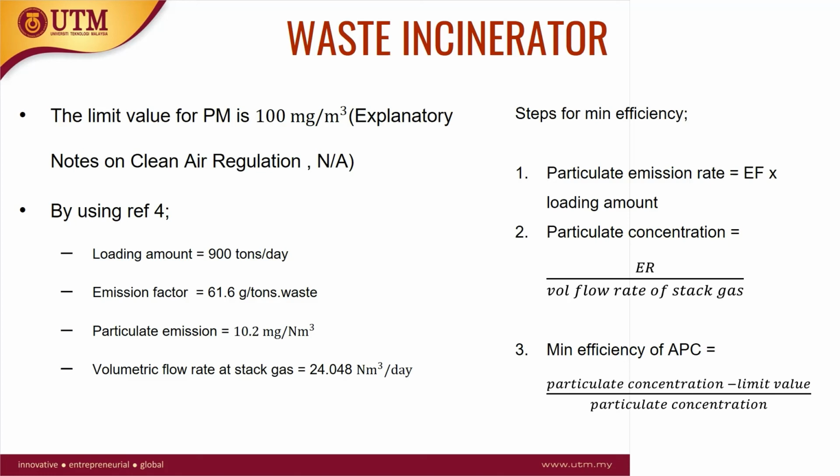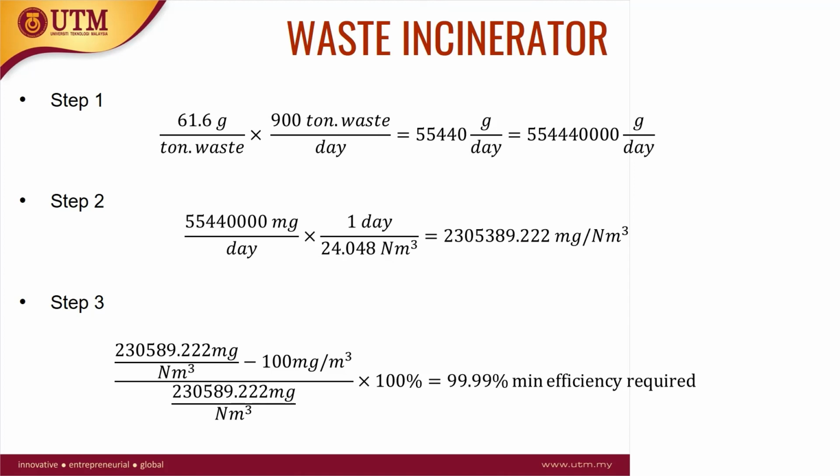So, to calculate the minimum efficiency, there are 3 steps that are required. First of all, we have to calculate the particulate emission rate, which is acquired by multiplying the emission factor with the loading amount. For the second step, we have to calculate the particulate concentration, which can be done by dividing the emission rate with the volumetric flow rate of stack gas. And finally, to calculate the minimum efficiency, we can use the formula as follows, which is particulate concentration minus the limit value, over particulate concentration. The calculation will be stated as follows, and from the calculation, the efficiency that has been calculated is 99.99% minimum efficiency required.